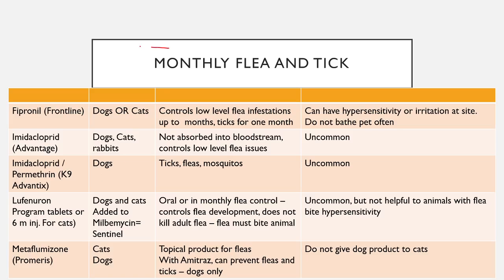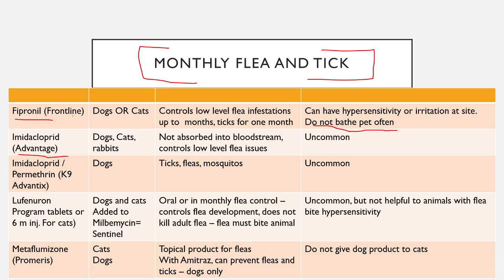All right, so some monthly flea and tick products. These are typically safer to put on your pet. Fipronil is Frontline. You can use it in dogs or cats, controls low-level flea infestations up to months, and ticks up to 1 month. We can have a hypersensitivity or irritation at the site. We do not want to bathe the pet often because that decreases the efficacy of the medication.